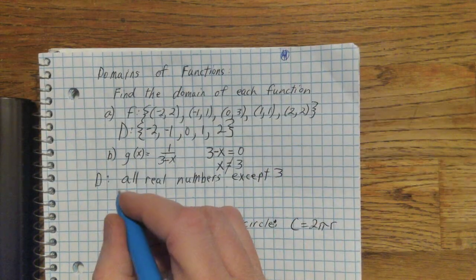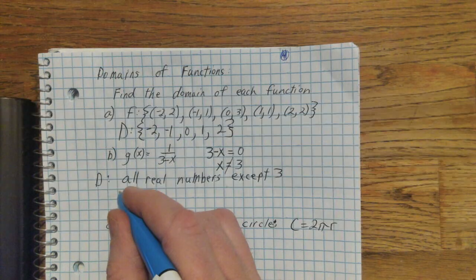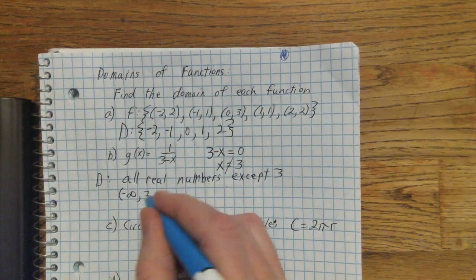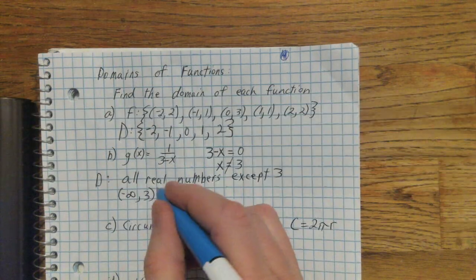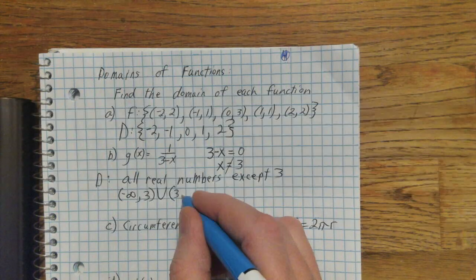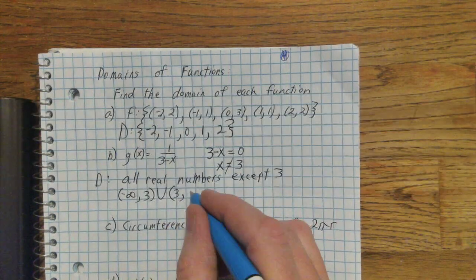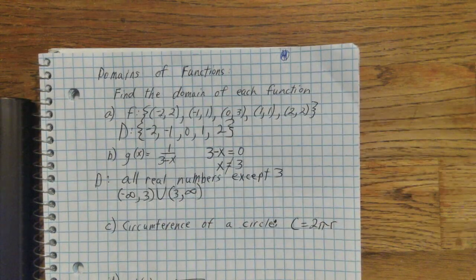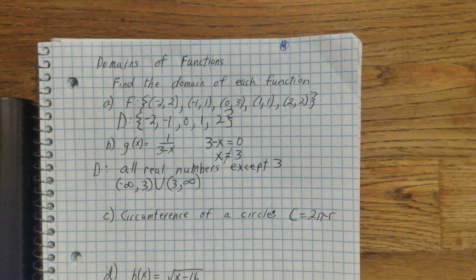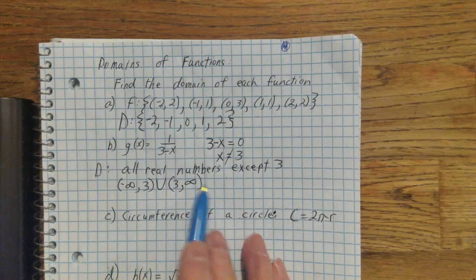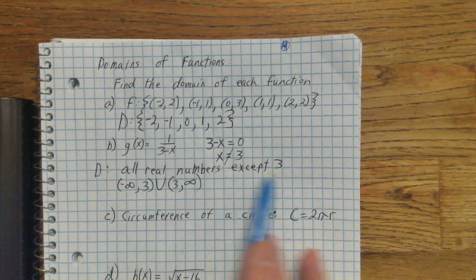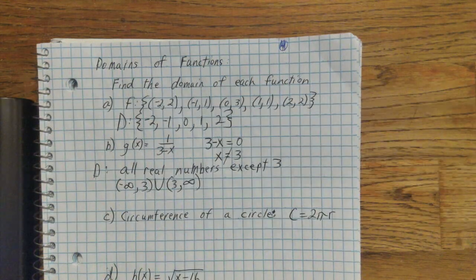And in interval notation, we can go from negative infinity all the way up to 3, not including 3. And then we can pick up after that, again, not including 3. This will just exclude 3 and go all the way boundless to the right also. So this is interval notation for this domain. This is just saying it in words.